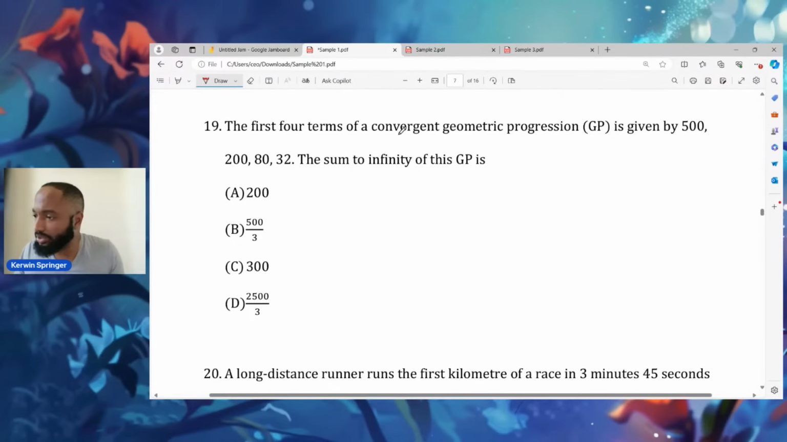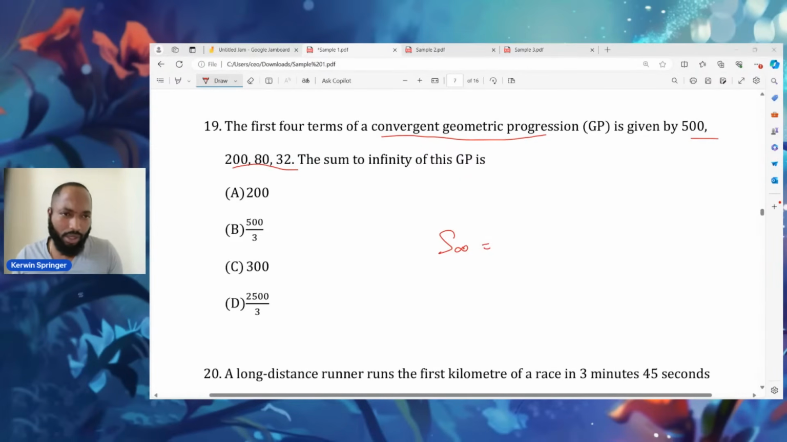The first 4 terms of a convergent geometric progression is given by 500. Right. Sum to infinity. What is it again? S infinity is A over 1 minus r.